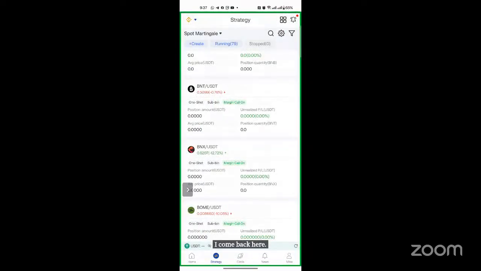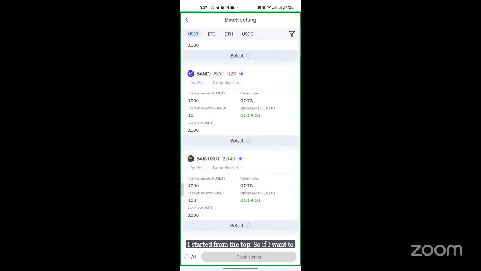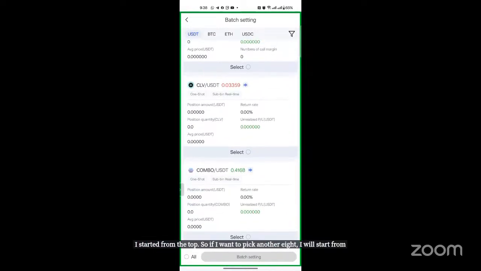I come back here. I tap on the setting, USDT. Now, remember, when I was picking the first, I started from the top. If you remember, give me a yes in the chat. So here, I started from the top. So if I want to pick another 80, I will start from the bottom.